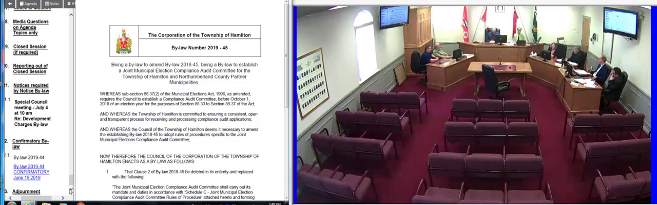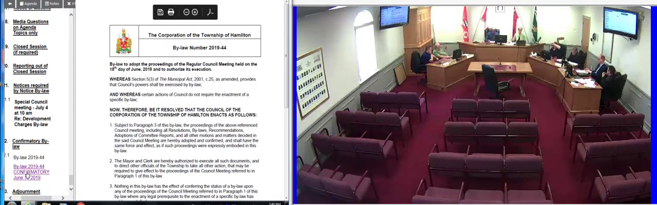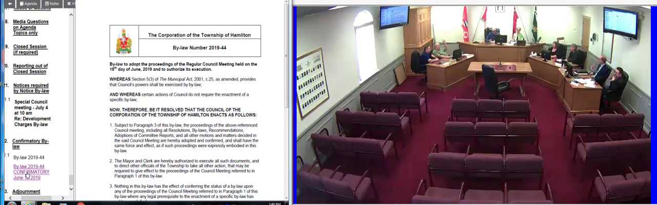Okay. 22, a confirmatory bylaw. Mover and a seconder that bylaw 2019-44, being a bylaw to adopt the proceedings of the regular council meeting of June 18, 2019, and to authorize its execution, be given first, second, and third reading, and finally passed this 18th day of June, 2019. Moved by Scott, seconded Pat. All in favor? Carried. I will also entertain a motion to adjourn. Moved by Scott, seconded by Larry, that the regular council meeting held June 18, 2019 be adjourned at 2:40. All in favor? Carried. Thank you, council, for your involvement, and staff.